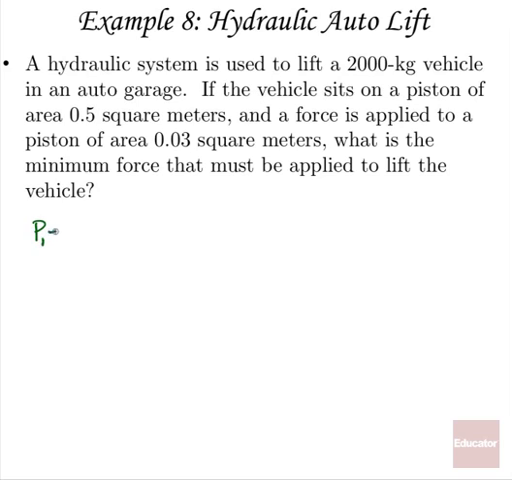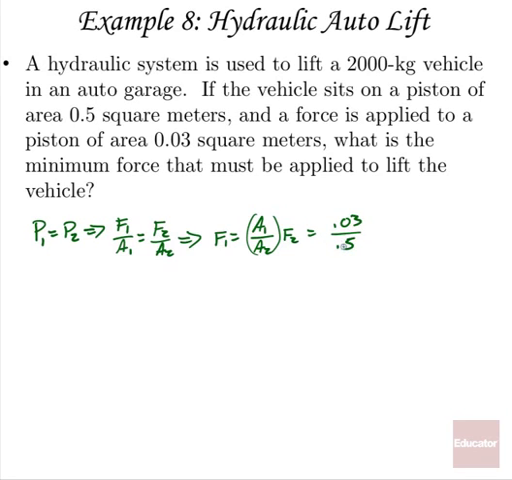Well, starting with Pascal's principle, we know that P1 is going to be equal to P2, assuming we have a contained incompressible fluid. Therefore, F1 over A1 must equal F2 over A2. And we're looking for F1, so that's going to be A1 over A2 times F2, which is 0.03 square meters over 0.5 square meters, times F2, which is going to be the weight of our vehicle, 2,000 kilograms, times the acceleration due to gravity, 10. Therefore, F1 must be 1,200 newtons. You have to be able to apply 1,200 newtons in order to lift that 20,000 newton vehicle.